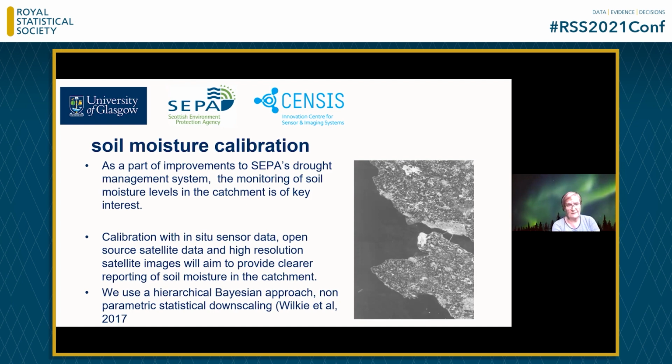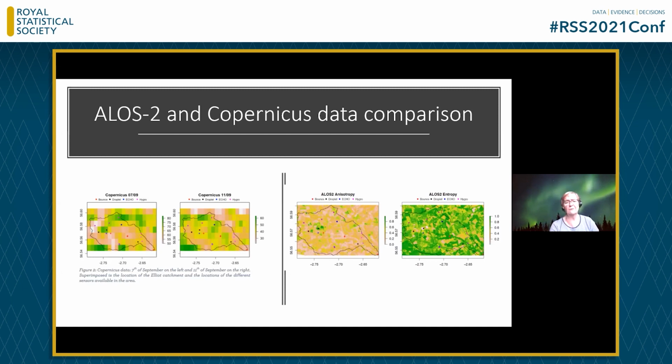the Copernicus open source data and a few high resolution satellite images, because the high resolution satellite images we have to effectively pay for. And we've been developing with a colleague, Craig Wilkie, who published a paper, it says 2017, that's a mistake, it's 2019, what we've called non-parametric statistical downscaling to allow us to build a joint model for the satellite images data and the sensor data to improve a joint visualization of what's actually happening in the catchment. And I just got a couple of pictures here.